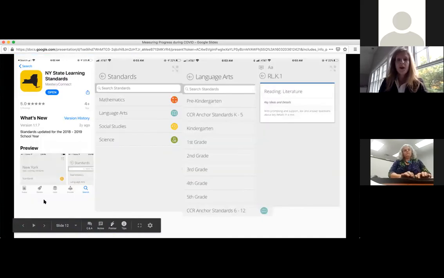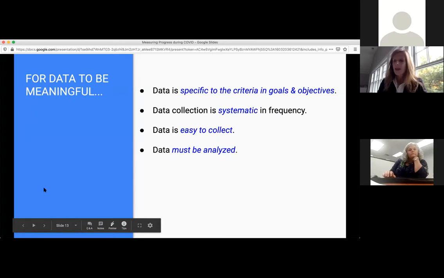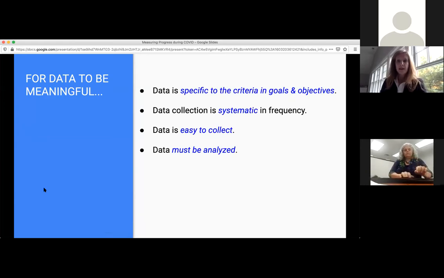Okay. For data to be meaningful, it really has to be specific to the goals, to the criteria in your goals and your objectives. And we will come back and talk about that a little bit more. Your data collection, as we talked about at the onset, needs to be systematic in frequency. So it has to be consistent, it has to be ongoing, it has to be a regular collection of data. Your data has to be easy to collect. This is not rocket science. If this is difficult to do, it's simply not going to be happening. So it needs to be easy to collect. And once again, it has to be analyzed. It cannot live in a vacuum. Otherwise, it's no good to any of us.